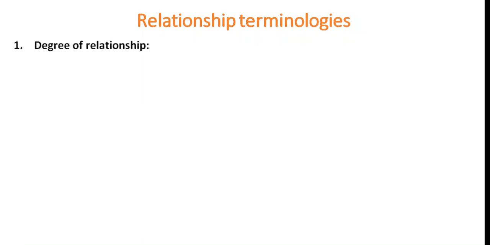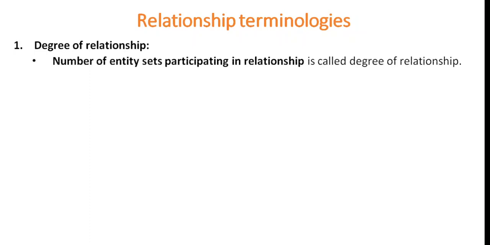We know a relationship is nothing but an association between two or more entities. When we say one entity is related to another entity, it means that they share some common association, some common relationship. So the first concept is degree of relationship.